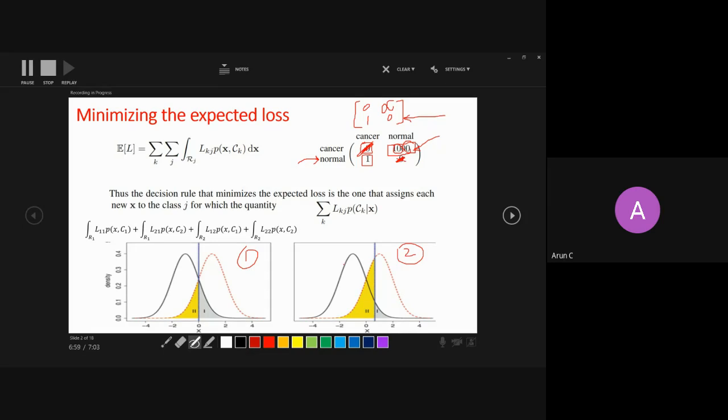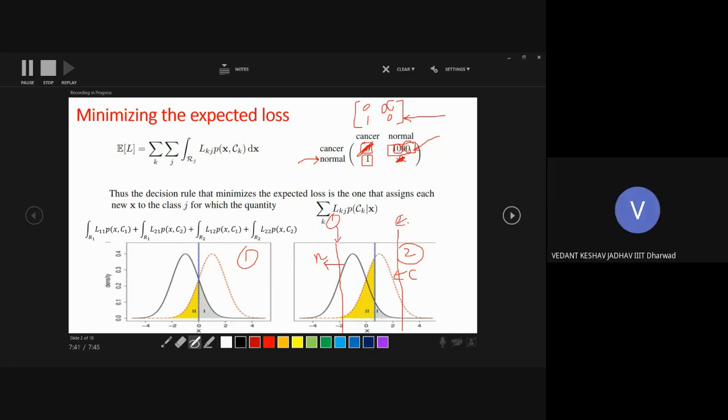Let's say this is the probability of a normal, and this is the probability of a cancer. Where should my decision boundary shift? Towards the cancer side, yes, because every normal will be classified as cancer. I am putting this as my one decision boundary and this as my second decision boundary. So it will be 1 or 2? One.